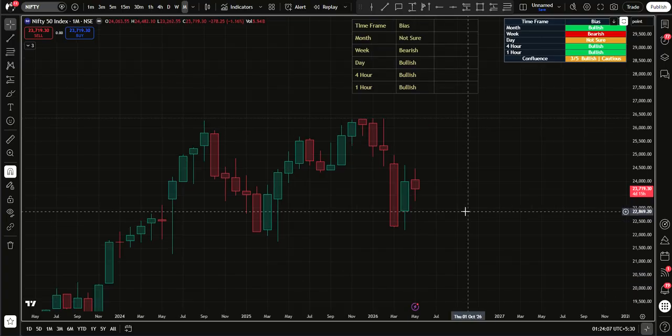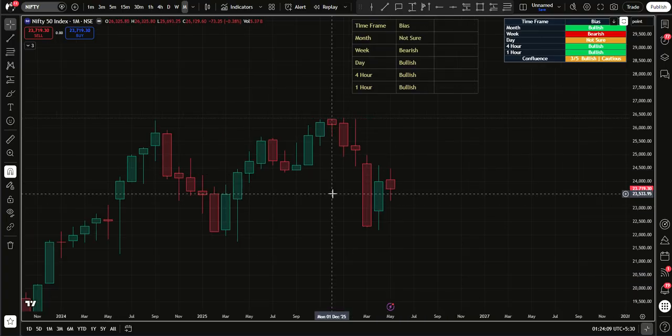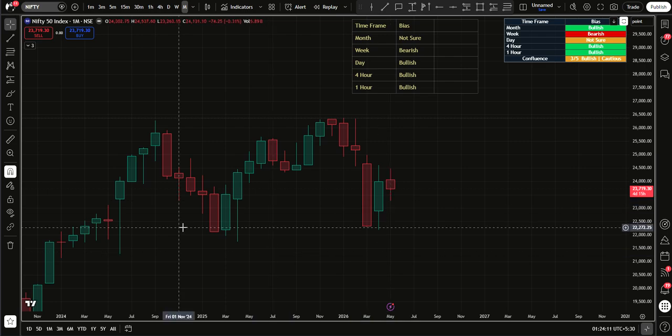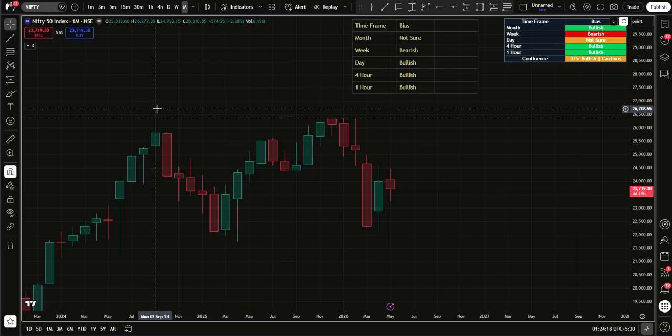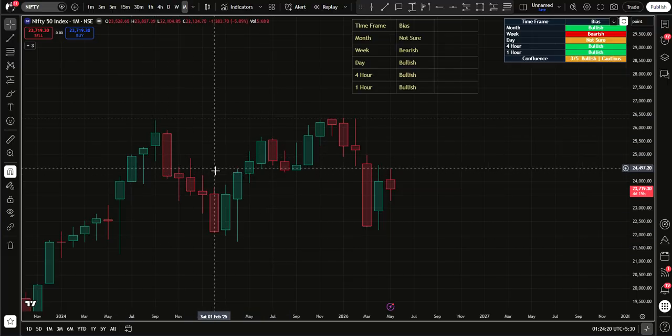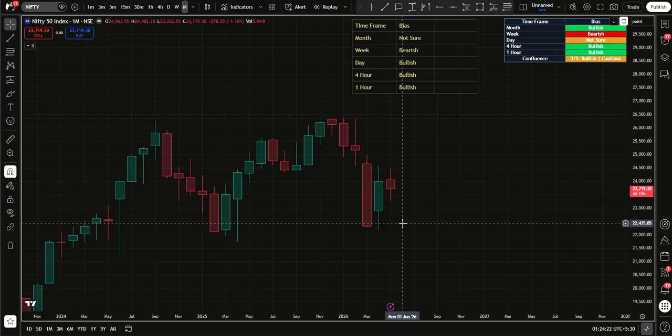So this is Nifty on a monthly time frame, and I do not have a bias on this. Why? Because for a bullish bias, I would need a higher low to be created, and for a bearish bias, I would need a lower high to be created. So none of it exists here.